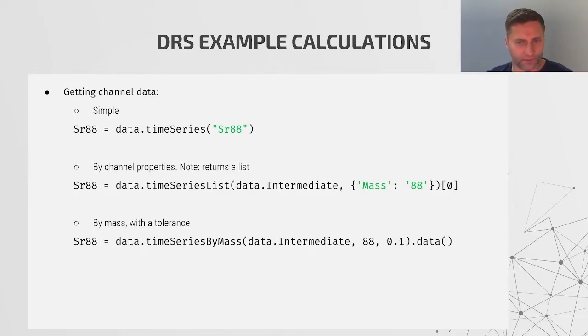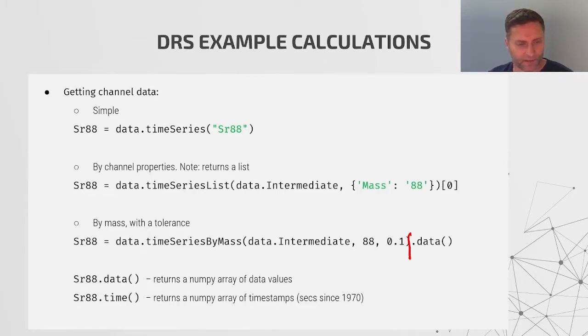Now, in all of these cases, up to this point, we're returning a time series object, a time series data object. And we can get the NumPy array of data values associated with that channel by calling .data on these, which has already been done here. Or we can get the time stamps, the time array for that channel by calling .time.